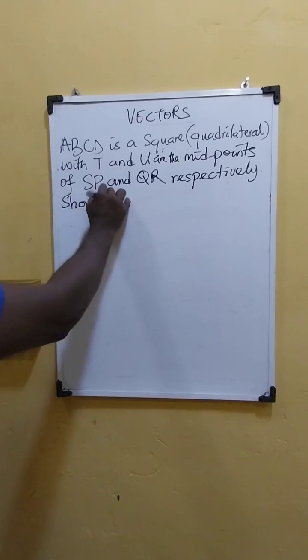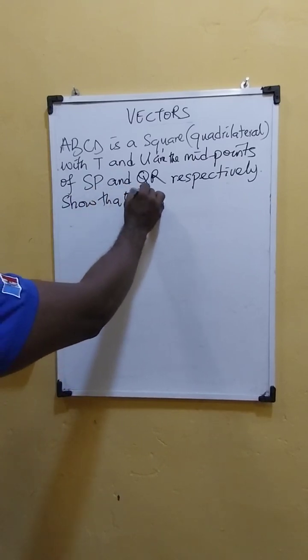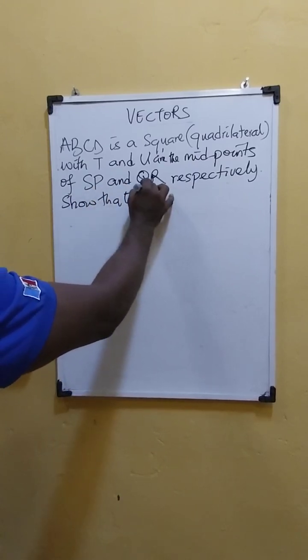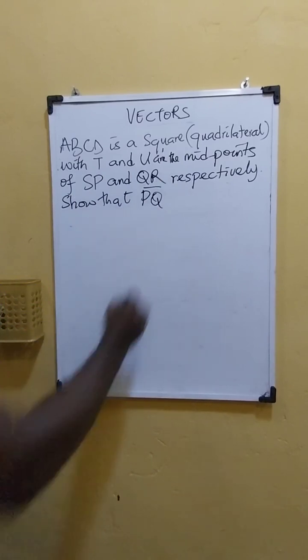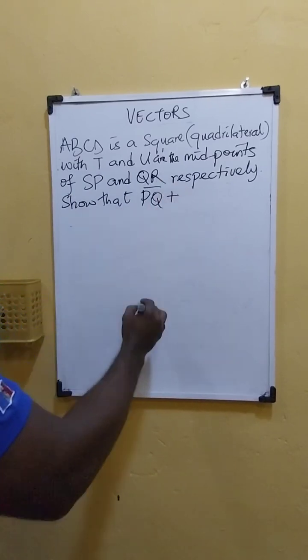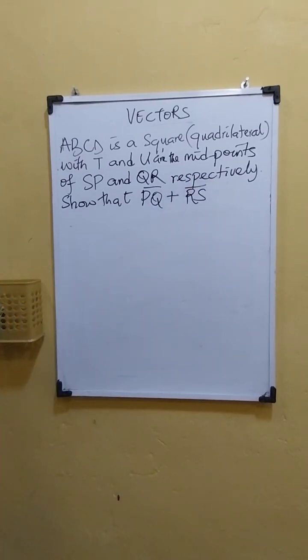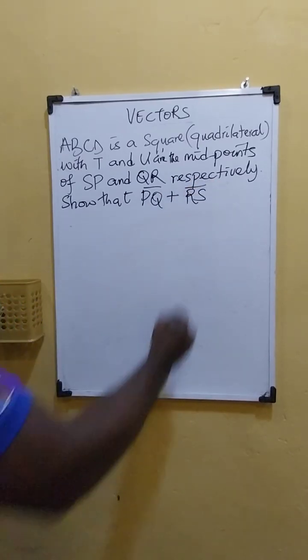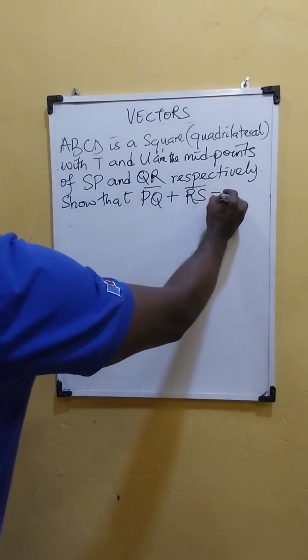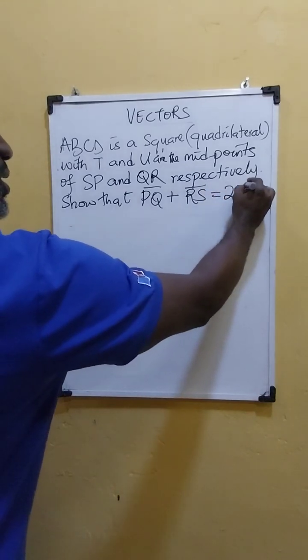Show that PQ is equal to 2TU. Please, your board is one-sided, it's not stable. You can't see the other left part. Okay, I'm coming.